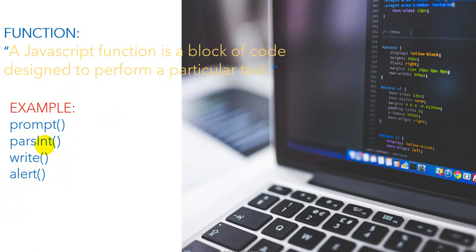These are the built-in functions which will automatically execute. When we use prompt, parse int, write, and all those functions which come under the category of built-in function, they will execute automatically. Means when you use that particular function, it will perform its task. But in case of user defined function, first you have to create that function, then you have to write certain things inside that function, then you have to explicitly execute that function.